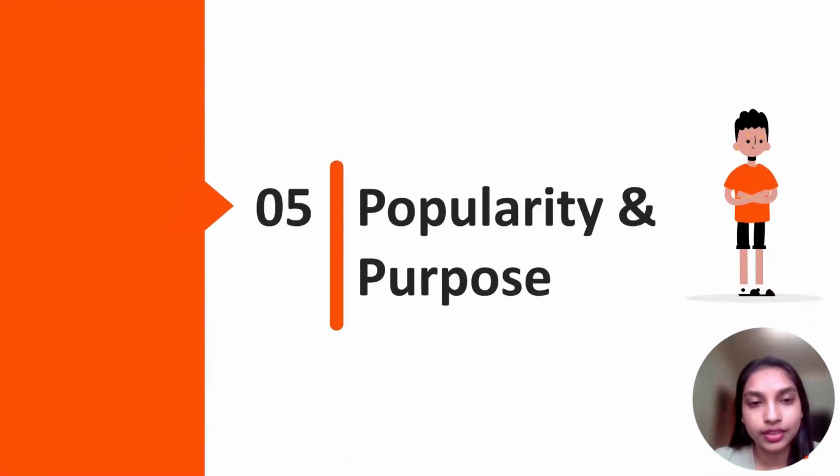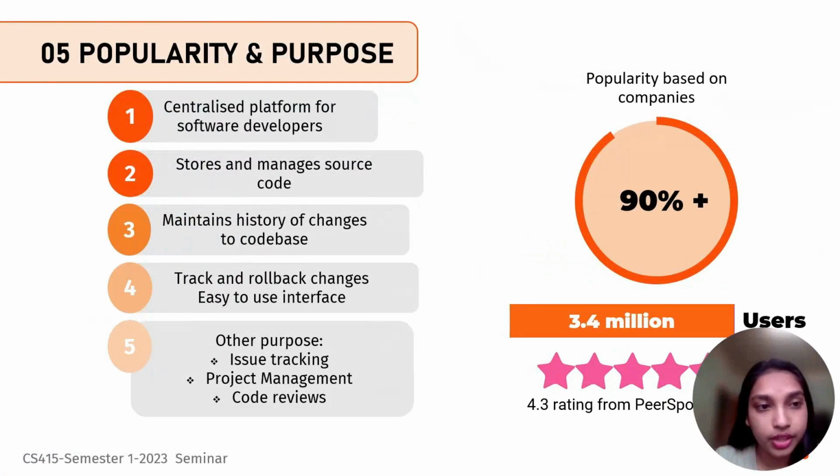Now let's talk about the popularity of GitHub and the purpose of it. GitHub is popular because it provides a centralized platform for software developers. These include the 90 plus percent of companies using GitHub and 3.4 million users. GitHub is able to store and manage source code and maintain the history of changes to code bases. Code bases are also the code or repositories. It also tracks and allows rollback of changes and has an easy to use interface. Other purposes include issue tracking, project management, and code reviews.